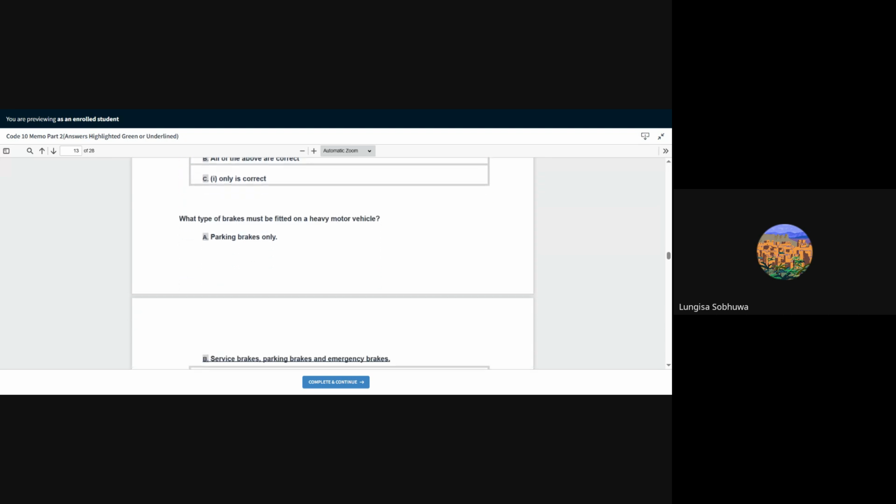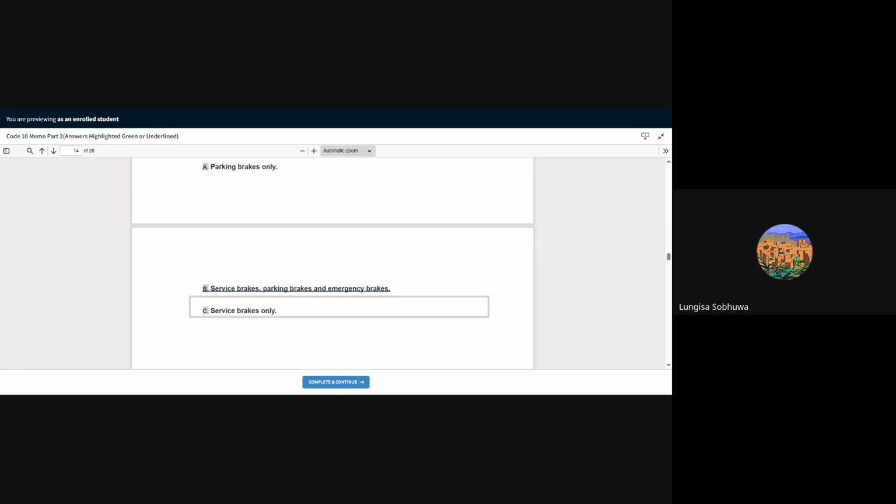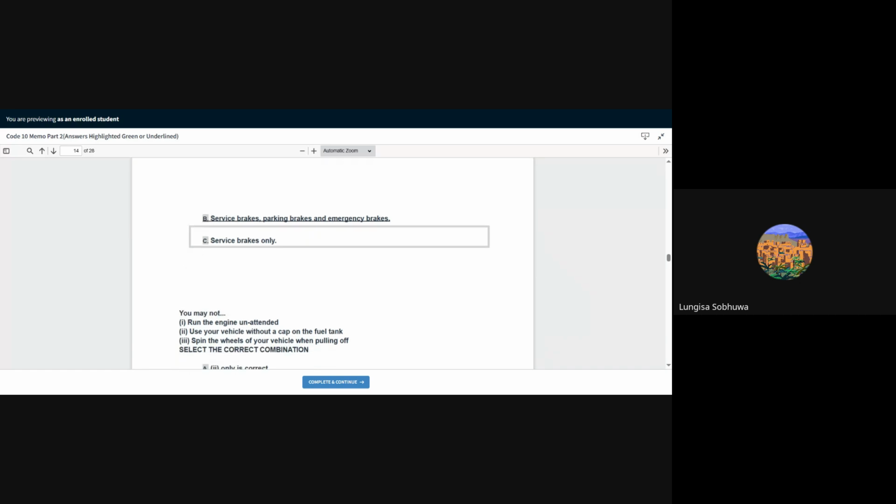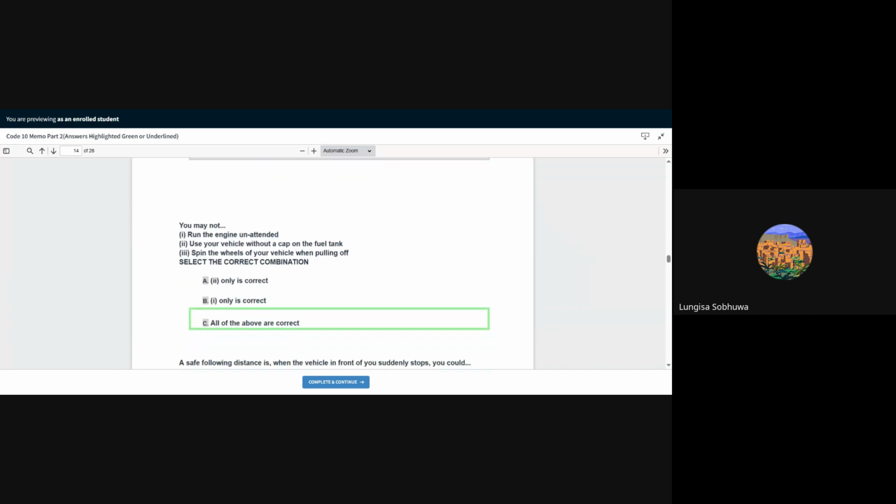And what type of brakes must be fitted on a heavy motor vehicle? B, the answer is B. A heavy vehicle must be fitted with service, parking, and emergency brakes. That's what a heavy vehicle must be fitted with.